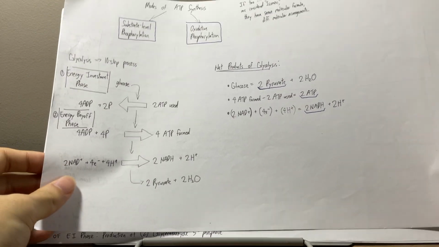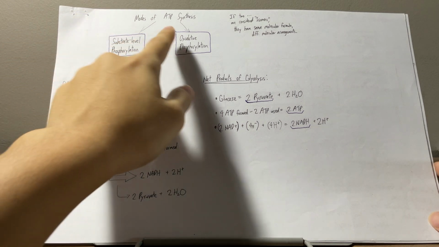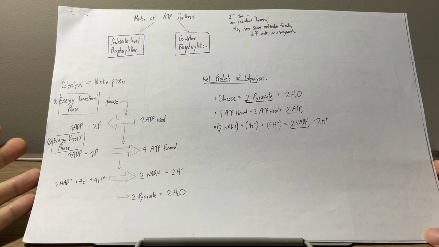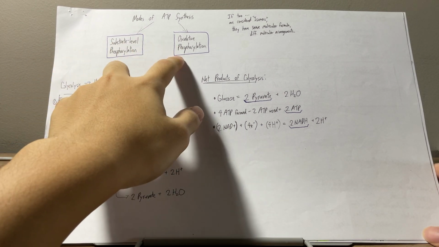So there are two modes of ATP synthesis. What we mean by synthesis is the creation of ATP. So we have substrate level phosphorylation and oxidative phosphorylation.